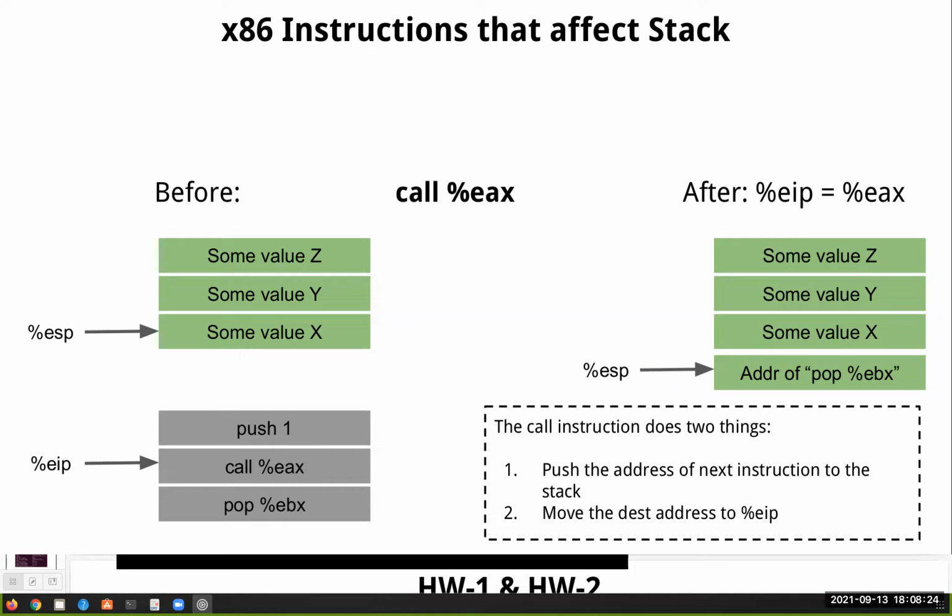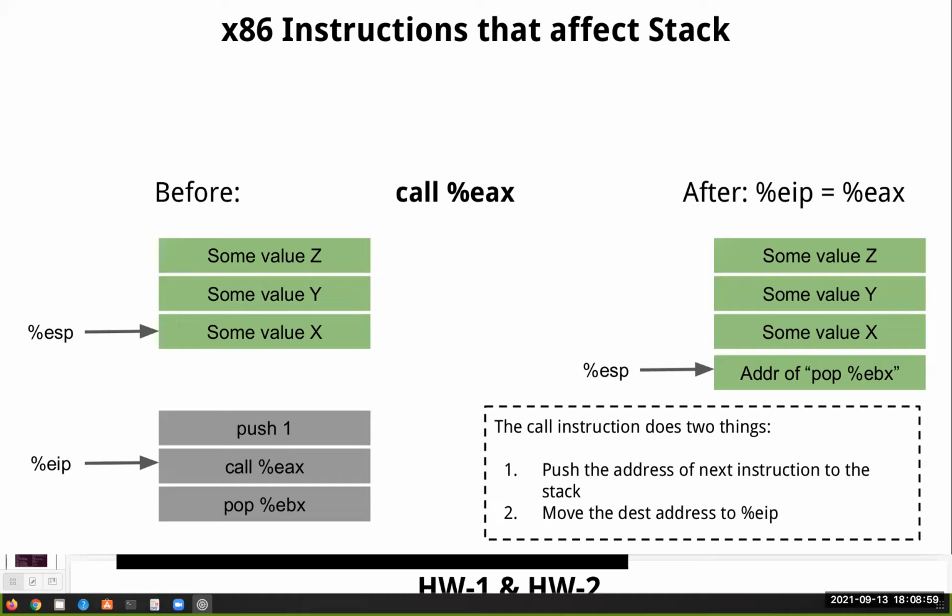After the call is executed, it's supposed to execute this. So the call will go to something. After that, it will continue executing here. That's why we push this address onto the stack. Then it will move the destination address, which is inside EAX, into EIP. Okay? So after we do this call, the address of this instruction will be pushed on the stack.